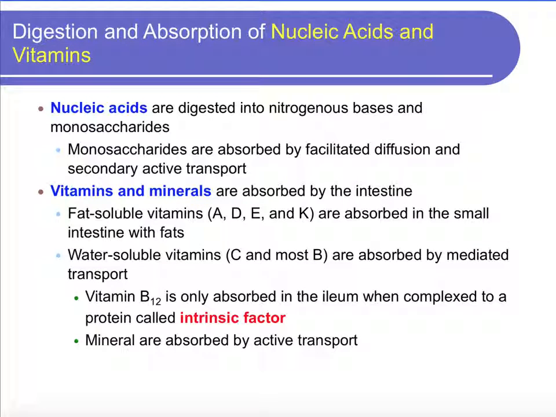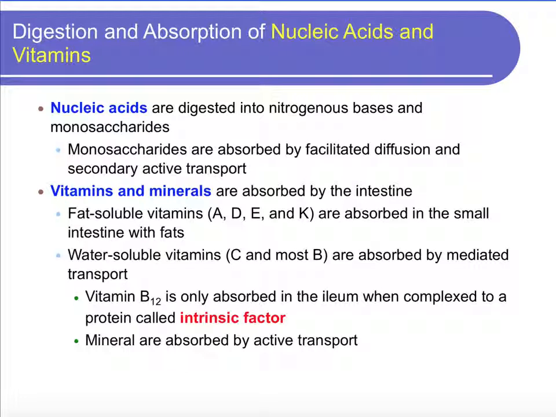Okay, so we can also digest and absorb nucleic acids and vitamins. Nucleic acids are digested into their nitrogenous bases and monosaccharides. And the monosaccharides will be absorbed via facilitated diffusion, like we said earlier about how monosaccharides are absorbed. Then vitamins and minerals are absorbed in the intestine. Some of them are fat-soluble vitamins like vitamin A, D, E, and K, so they're absorbed in the small intestine along with fat. And then the water-soluble vitamins like C and most Bs are absorbed via mediated transport.